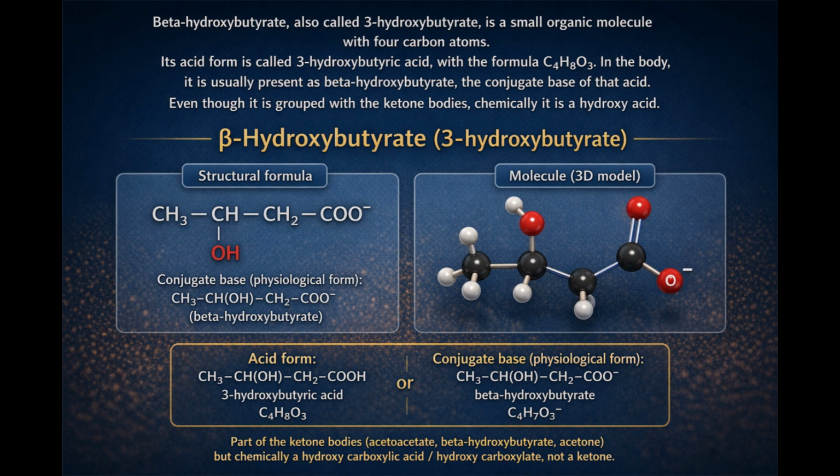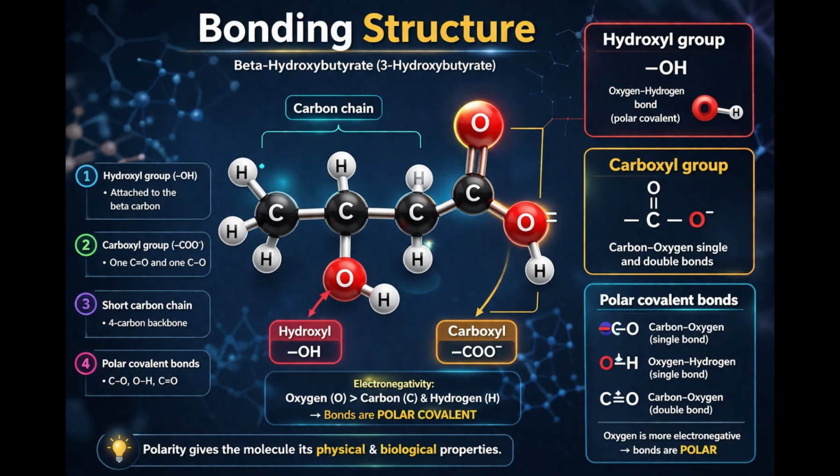This molecule contains a hydroxyl group, a carboxyl group, and a short carbon chain. Its structure includes carbon-oxygen single bonds, an oxygen-hydrogen bond, and a carbon-oxygen double bond. Because oxygen is much more electronegative than carbon and hydrogen, these bonds are polar covalent bonds. That polarity gives the molecule important physical and biological properties.